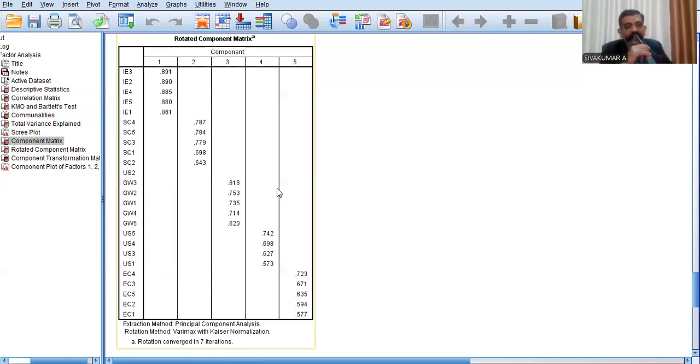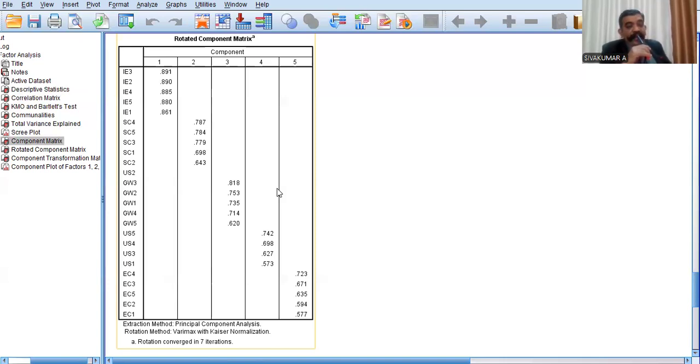Here you cannot see the US2, that variable is not fit. That means you have to omit that variable, right? That means you have to continue with the 24 variables in the next process, CFA analysis. That is the interpretation here.